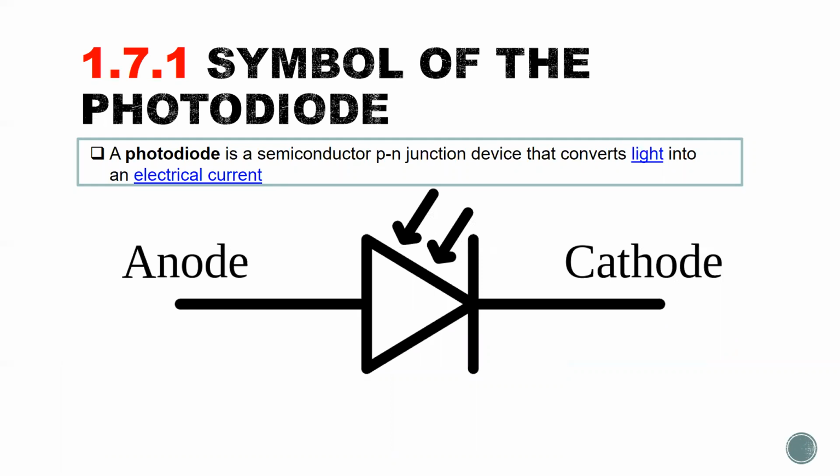For the first, the symbol of the photodiode. A photodiode is a semiconductor PN junction device that converts light into an electrical current. This is the symbol of the photodiode. It has an anode and a cathode. It basically works in reverse bias condition.